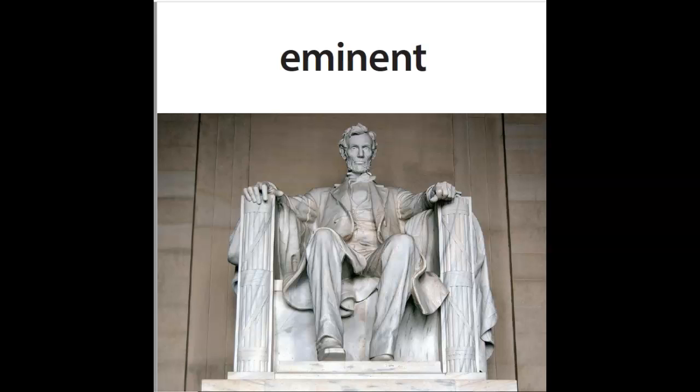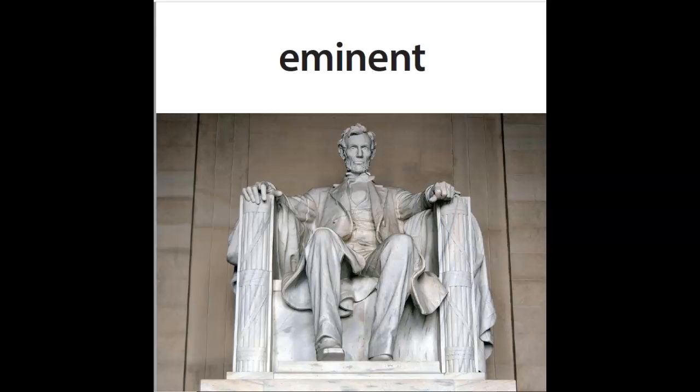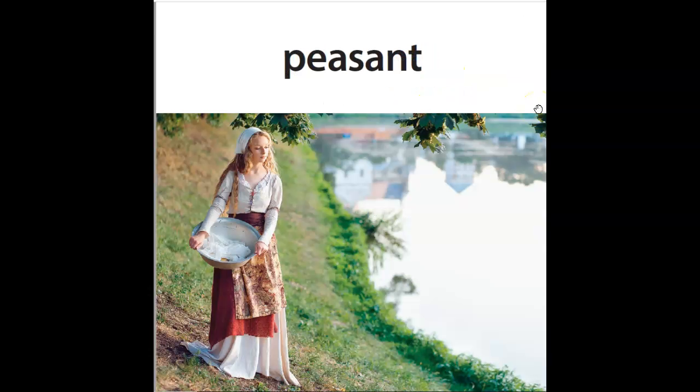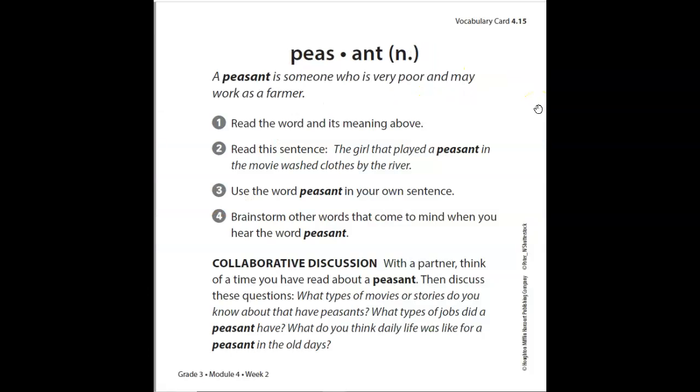Our first one is eminent. So here's a picture of the Abraham Lincoln statue. An eminent person is famous and important. Abraham Lincoln was an eminent person who believed that people should be treated fairly. So a synonym for eminent would be famous or important. Our next word is peasant. A peasant is someone who is very poor and may work as a farmer. The girl that played a peasant in the movie washed clothes by the river.